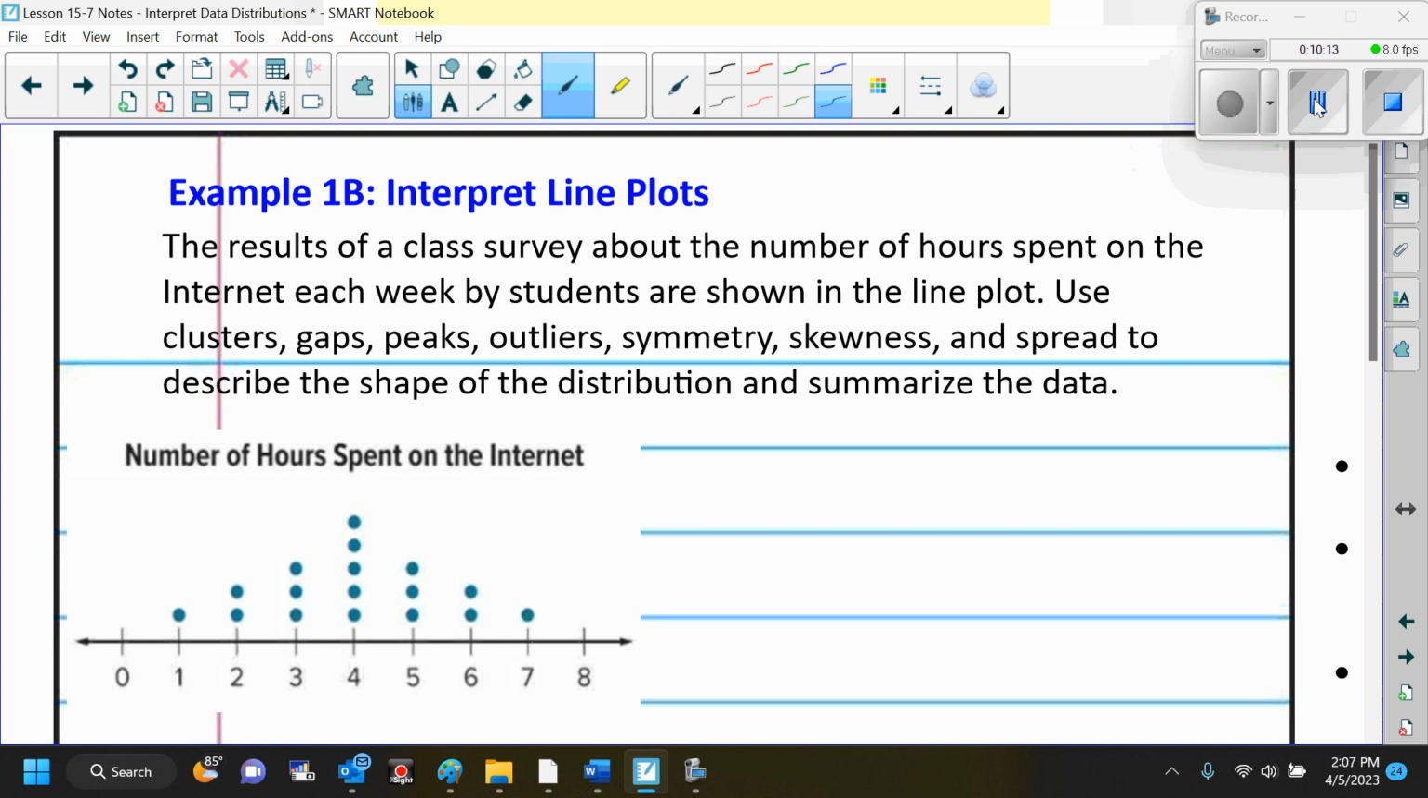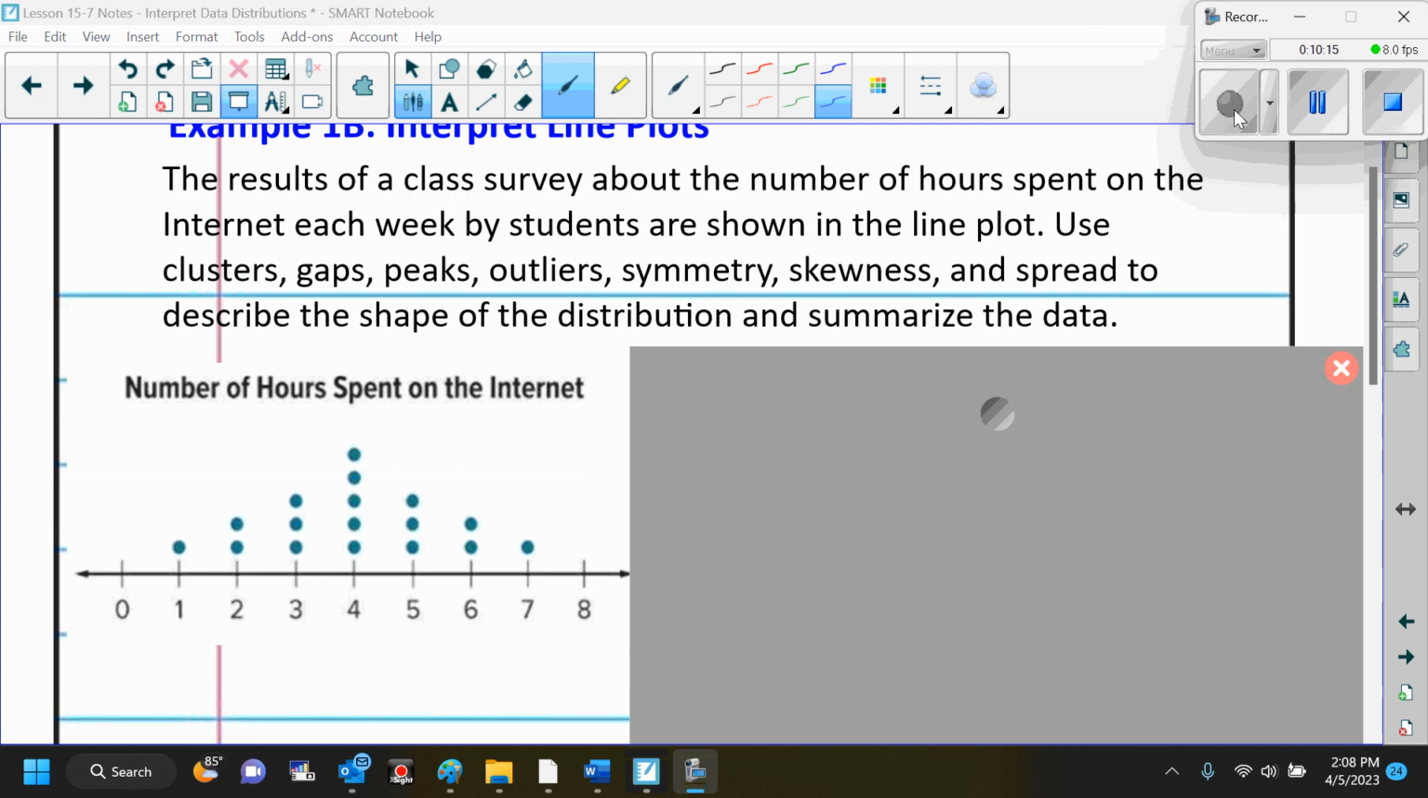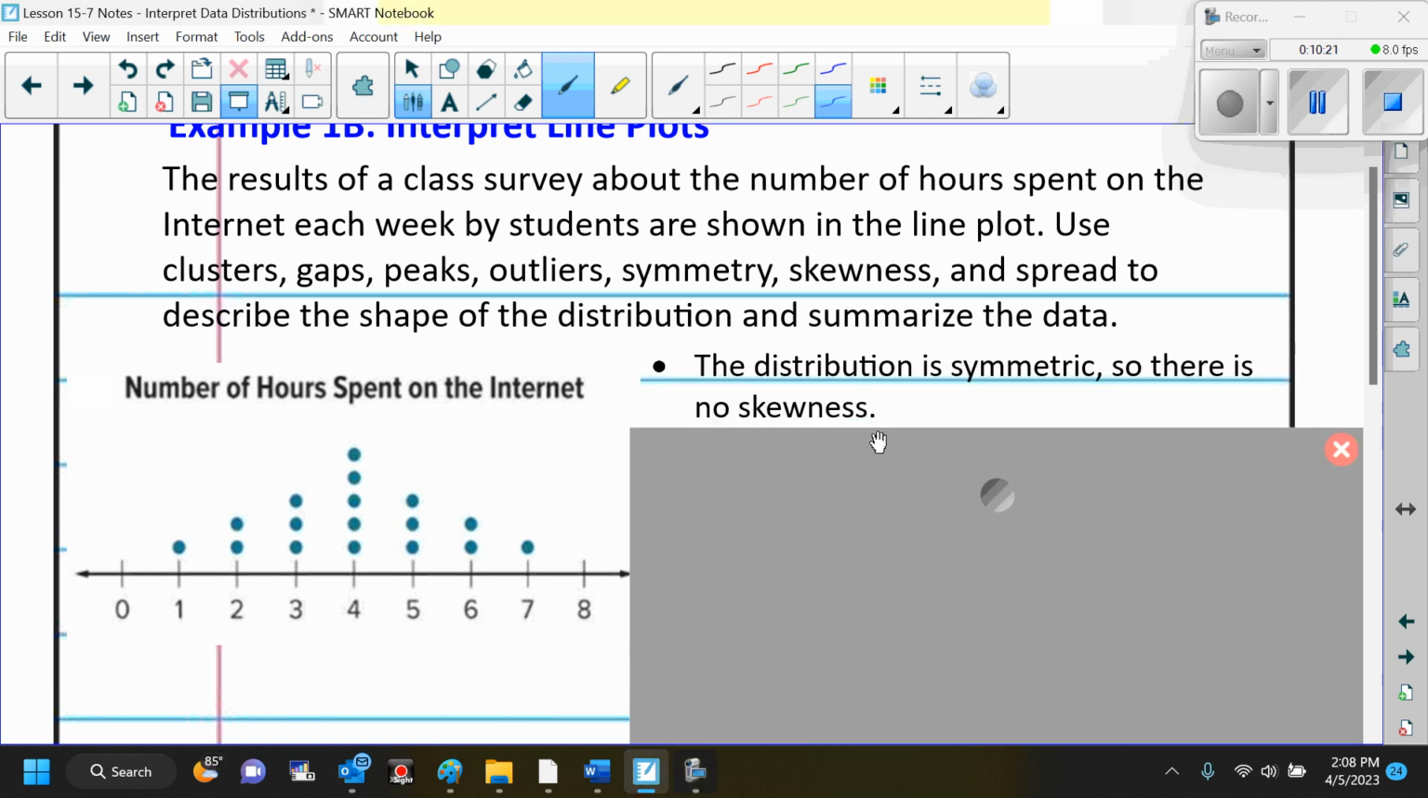All right, so the first thing you should notice is that if you fold it in half, it's going to be the same on both sides. So the distribution is symmetric. That means there is no skewness, okay? The spread is from 1 to 7.